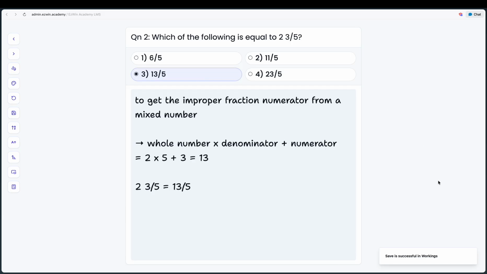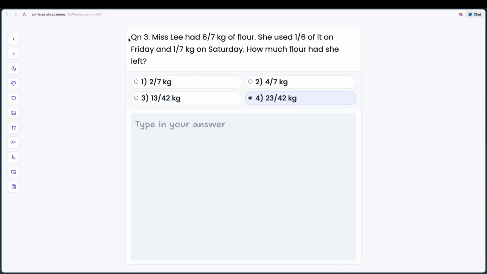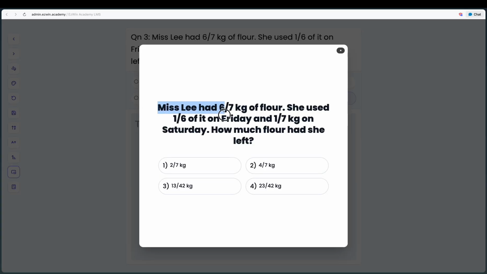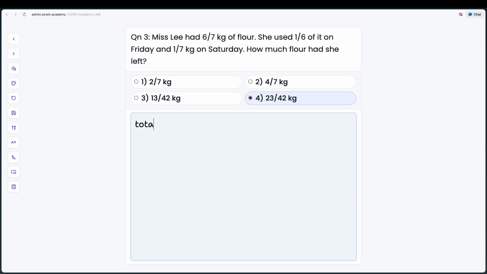Alright, let's move on to the next question. Question number 3. Miss Lee had 6/7 kg of flour. She used 1/6 of it on Friday and 1/7 on Saturday. How much flour had she left? Okay, so the total flour she had is 6/7 kg. On Friday, she used 1/6 of the total, so it's not 1/6 kg. In this case, 1/6 of the total is 1/6 times 6/7. So it will be 1/7, right?